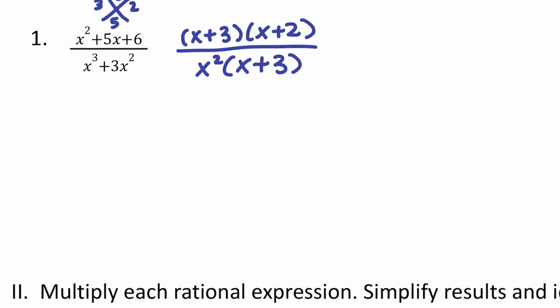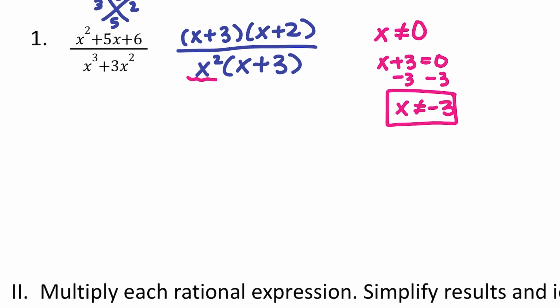Now, before we go to simplify, let's list the excluded values. First, we have this GCF x squared here. That's going to give me an excluded value of 0. X cannot equal 0. Now, for the factor x plus 3, we set it equal to 0, and we solve, we get x cannot equal negative 3. These are the excluded values, okay? And now we're ready to simplify.